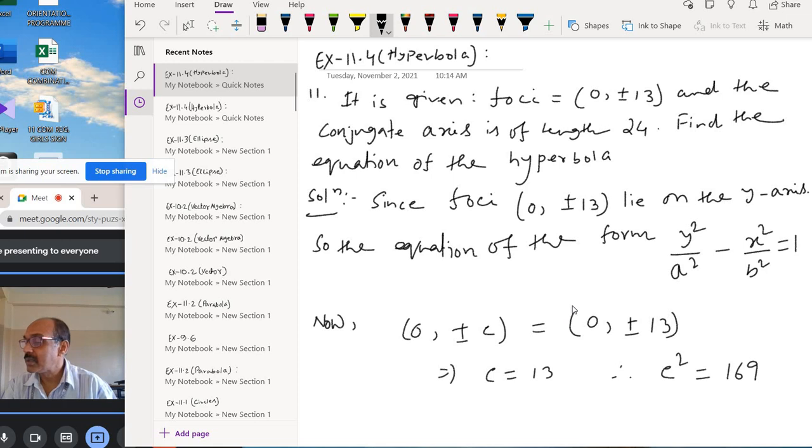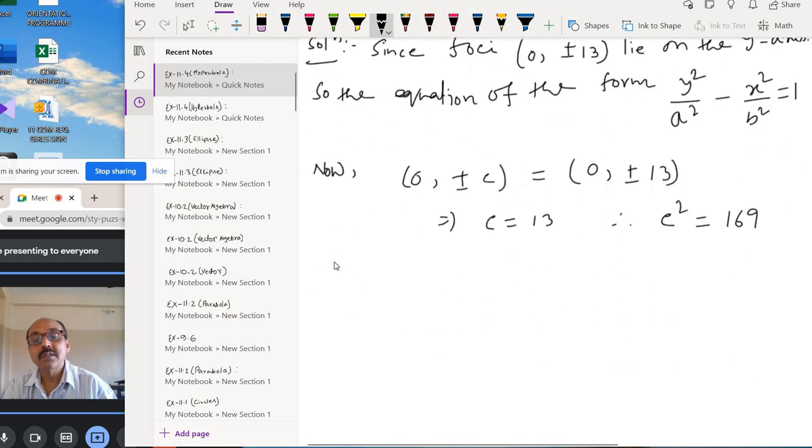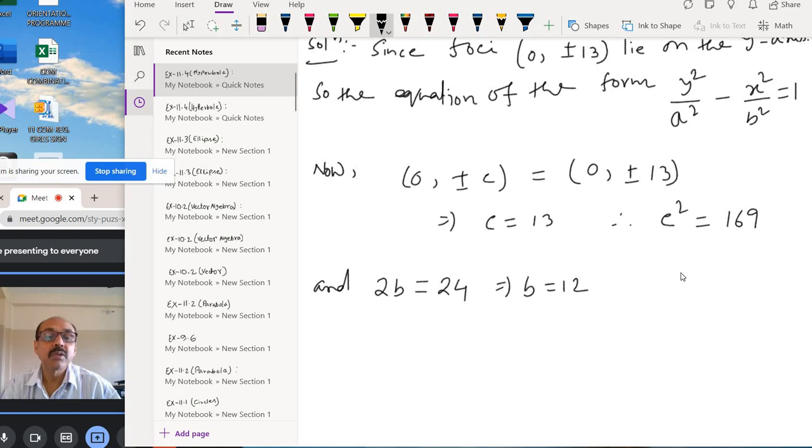Now the conjugate axis length is 2b, and the conjugate axis length is 24. So 2b equal to 24, so b is equal to 12. Therefore, b square equal to 144.